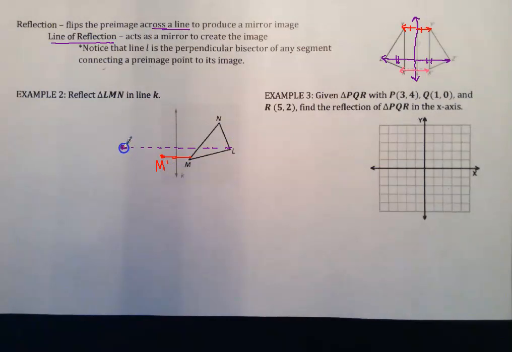And put my point and label that L prime. And then do the same thing for N. Okay, so from your line of reflection to point N, make the same line on the other side, the same distance. Put your point, label it N prime.